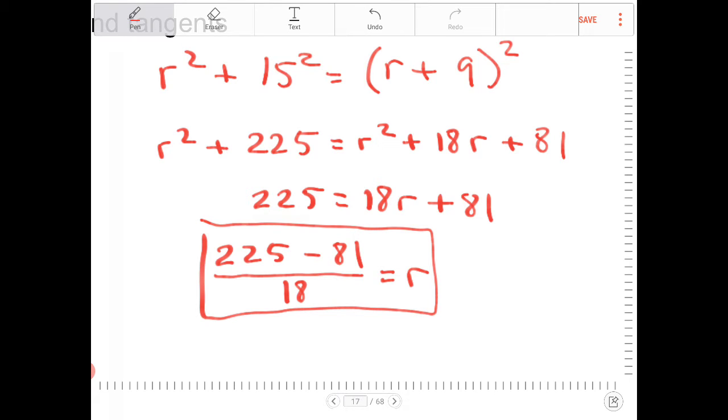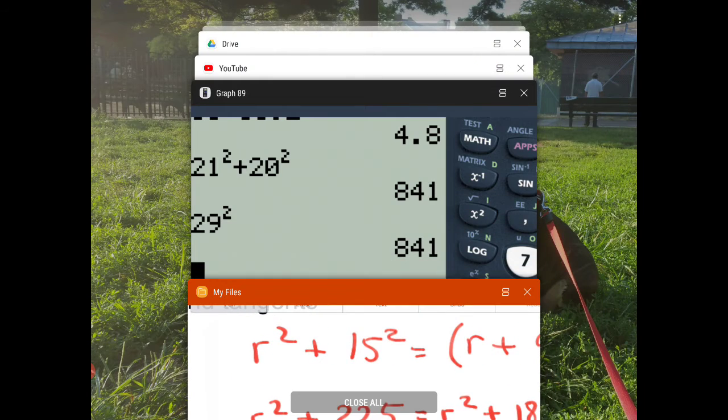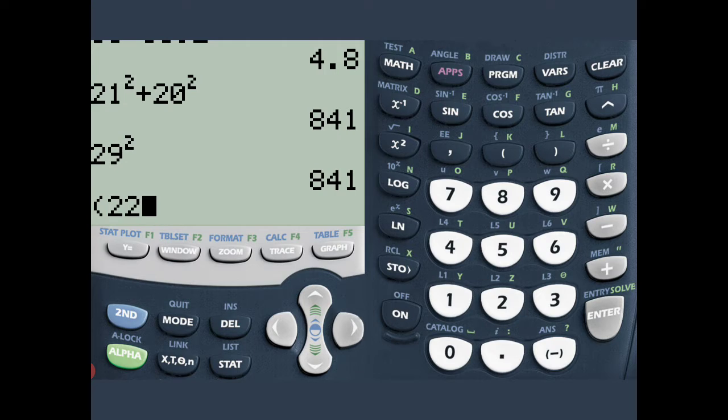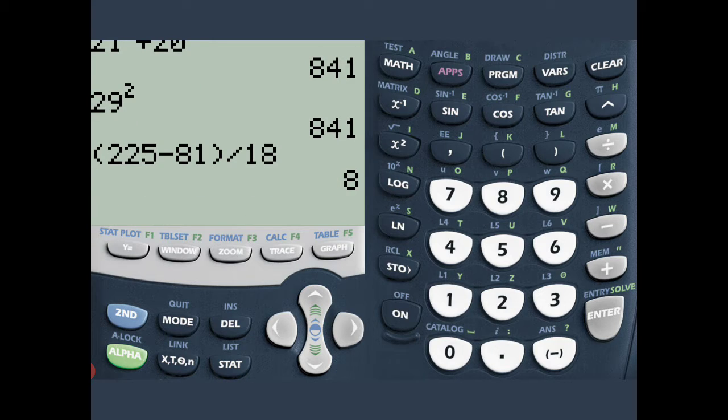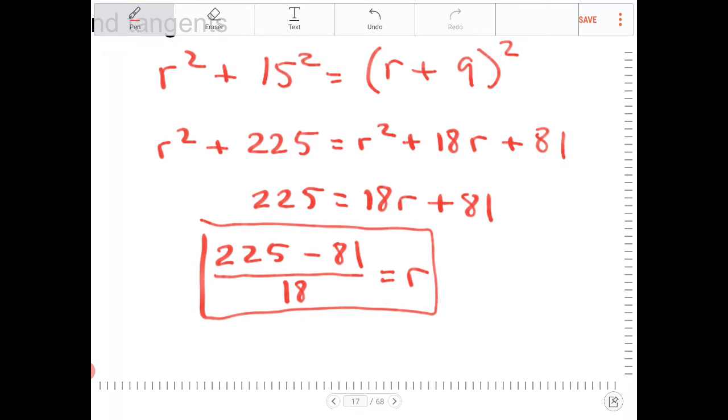And what number does that come out to? 225 minus 81 divided by 18 comes out to 8. So R turns out to equal 8.